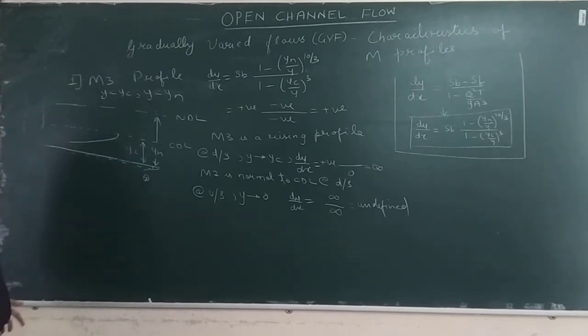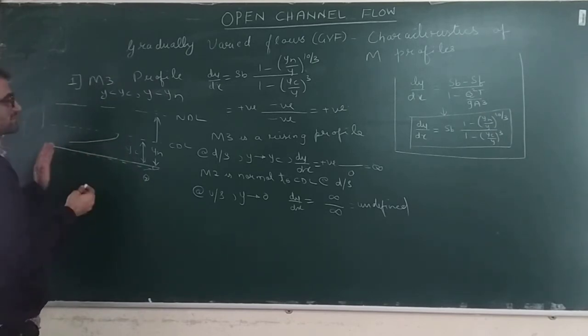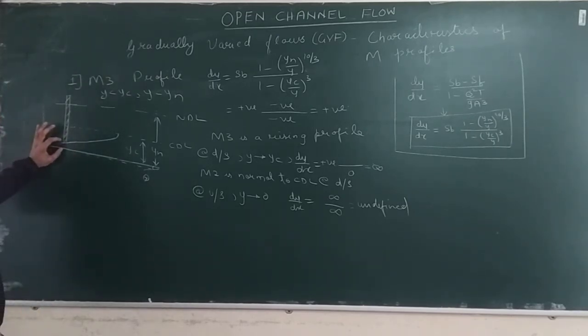Practically, what will happen at upstream? This is a supercritical flow, so it has an upstream control section, so it will be governed by some control section, for example, a sluice gate. So flow will be taking place below a sluice gate, and that depth will be controlled by the upstream control section. So this is about the M3 profile.